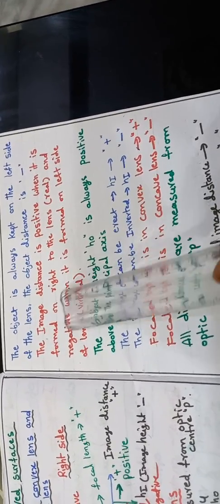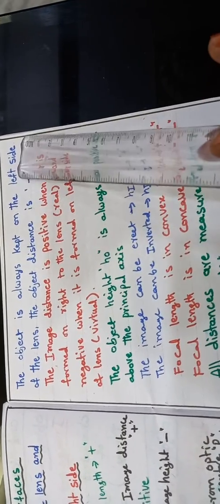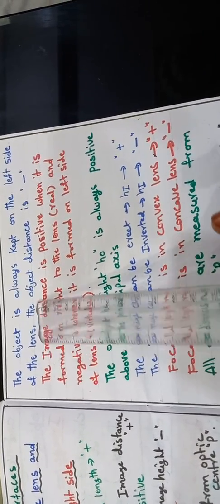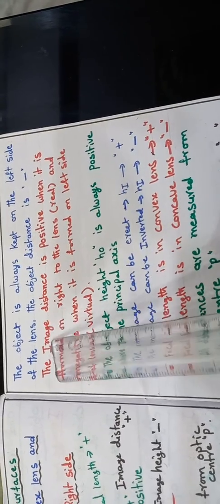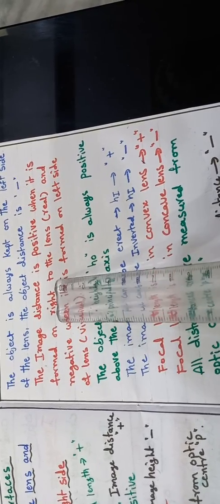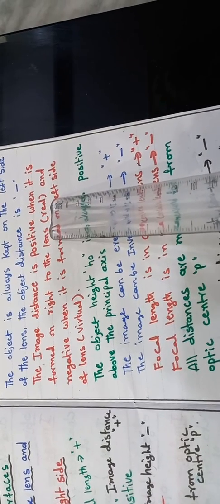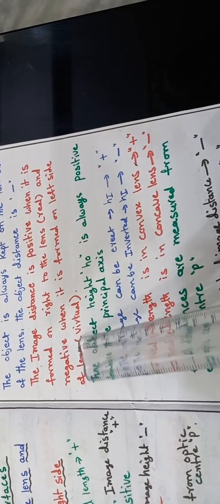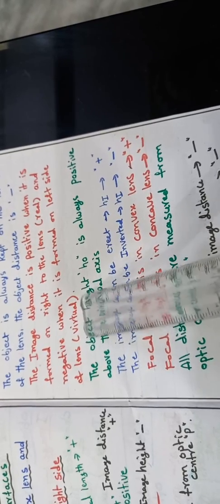We can see the object is always kept on the left side of the lens. The object distance is minus sign. The image distance is positive when it is formed on the right of the lens, so the image is real, and negative when it is formed on the left side of the lens, virtual. So virtual means erect.